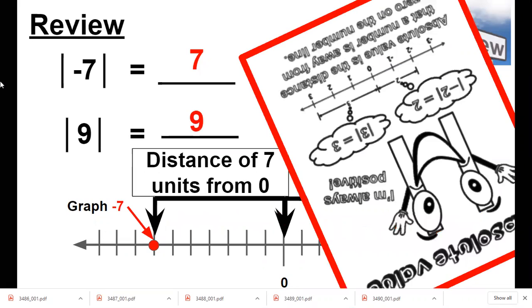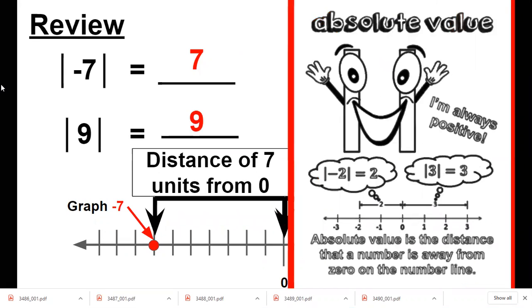Here's a fun little thing. Absolute value is the distance that a number is away from 0 on the number line. And this absolute value guy here, he's saying, I am always positive, right? He's always positive. Distance is always positive.